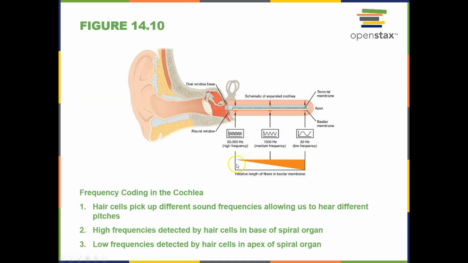So we're going to hear different frequencies depending on which hair cells pick up the information. Hair cells close to the base of the spiral organ pick up very high pitches, whereas low frequencies are going to be picked up at the apex of the spiral organ. And that helps us to hear different high or low pitch. So if you have damage to that cochlea, to the spiral organ, it can affect your ability to hear high or low frequencies.